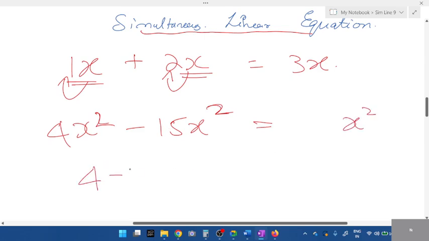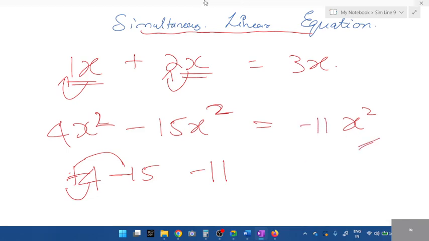What are the numbers? 4 minus 15. What is 4? Plus or minus? Plus. What is plus into minus? Minus. So you have to add or subtract them. Subtract them. 15 minus 4 is how much? 11. Which is greater? Minus. The answer is minus 11x square. This is basic linear equation.